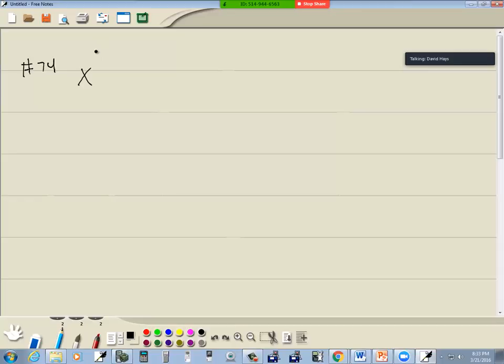This one, number 74, we got x to the 4/3, if I'm reading my writing right, times x to the 2/3 plus x to the negative 1/3. Just as long as you're using some kind of property, then it doesn't matter what order you go in.